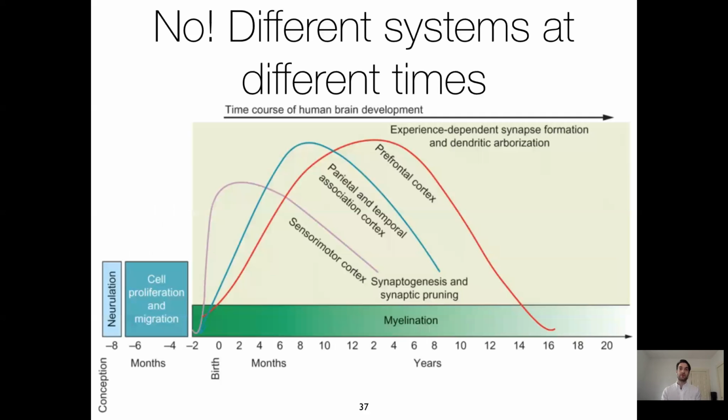So in the textbook, there's a figure that looks something kind of like this. And the way to read this is it's about the development in terms of the synaptic formation and pruning in different regions. So if you can see, there's 3 main things that are getting plotted. One is sensory motor cortex. So your motor system develops.